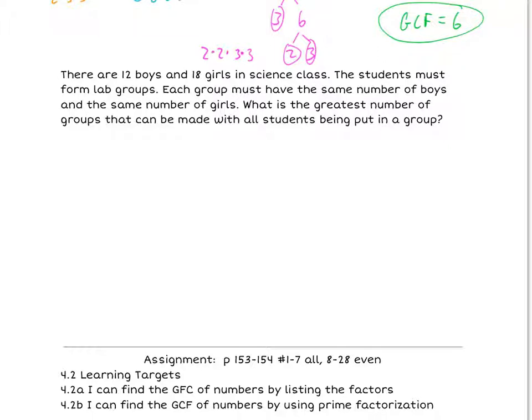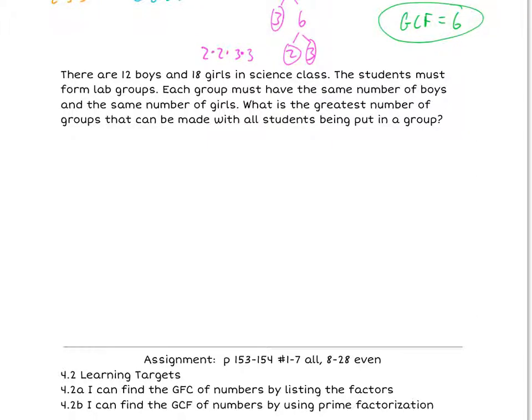All right, and then you might get a story problem in here. So let's think about this one. There are 12 boys and 18 girls in science class. The students must form lab groups. Each group must have the same number of boys and the same number of girls. What's the greatest number of groups that can be made with all the students being put in a group? So we've got to do the greatest common factor of 12 and 18.